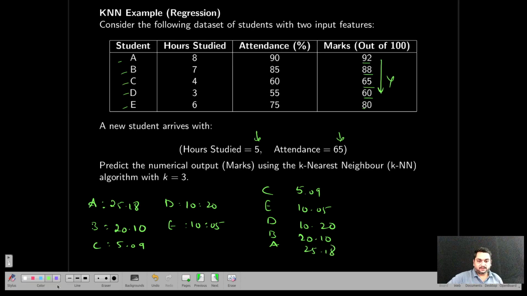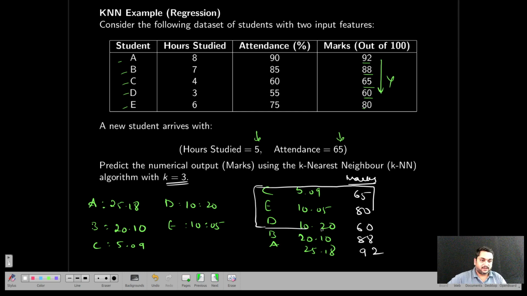Now instead of the class labels, I will have marks here. Write down the marks of the students. C's marks is 65. E's marks is 80. D's marks is 60. B's marks is 88. A's marks is 92. What is the K value? Again, you have to choose the three nearest neighbors. So the three nearest neighbors are these.